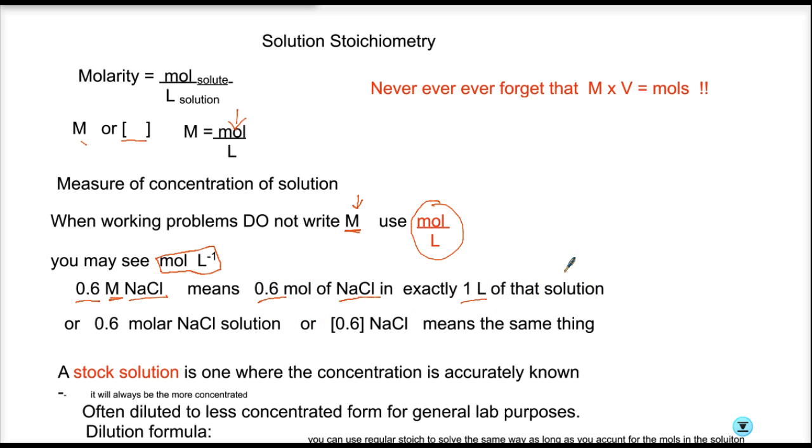Now, solutions are evenly mixed, okay? So if you have 1/2 of a liter, you are going to have 0.3 moles of the sodium chloride in that amount of solution. So that is read as the 0.6 molar that you saw today. It can also be written as this. That means the same thing as 0.6 moles of sodium chloride per liter of solution.